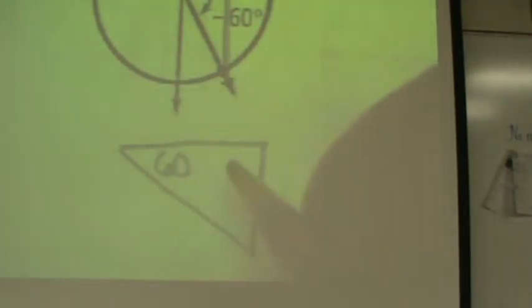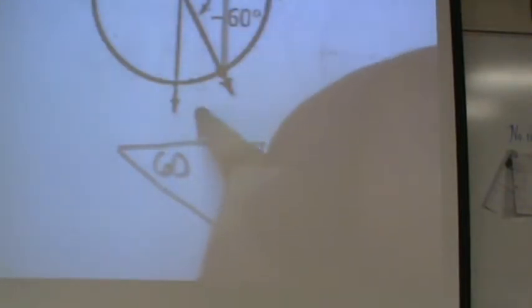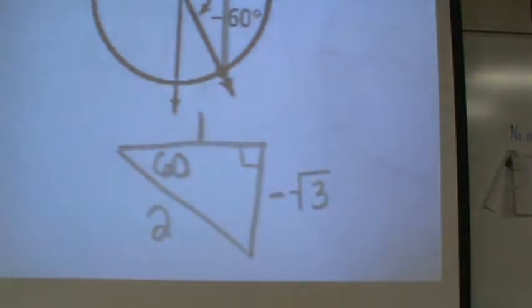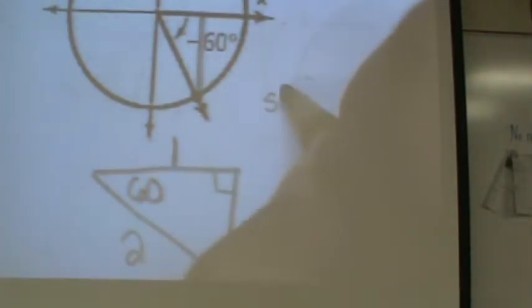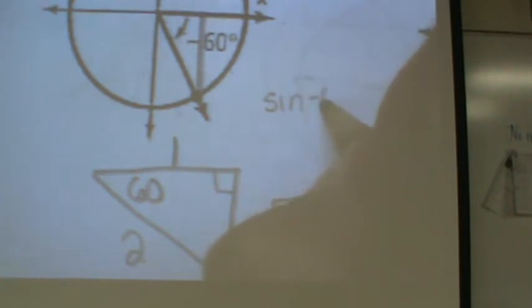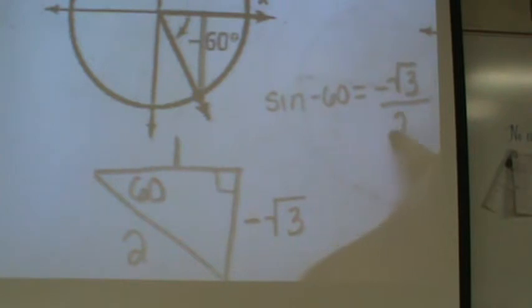So if this is 60 right here, can you name these two sides? Opposite of 60 is what? No, square root of 3. It'd be negative root 3. What's this side right here? 2. So now, what's the sine of this negative 60 degrees? Opposite over hypotenuse. Negative root 3 over 2.